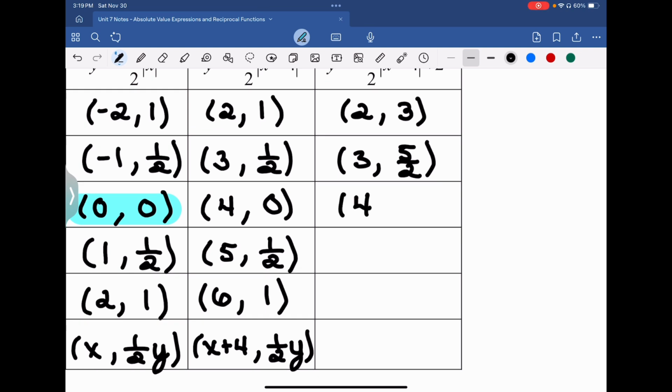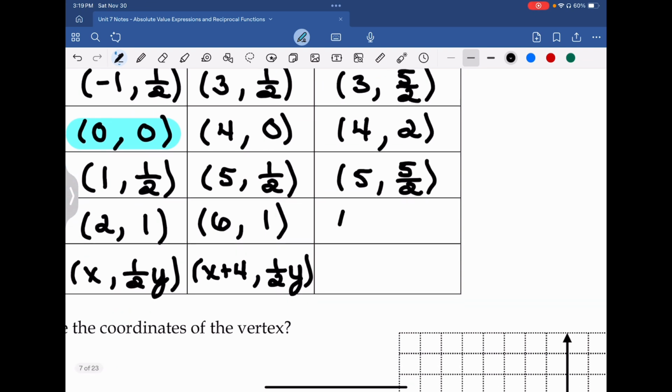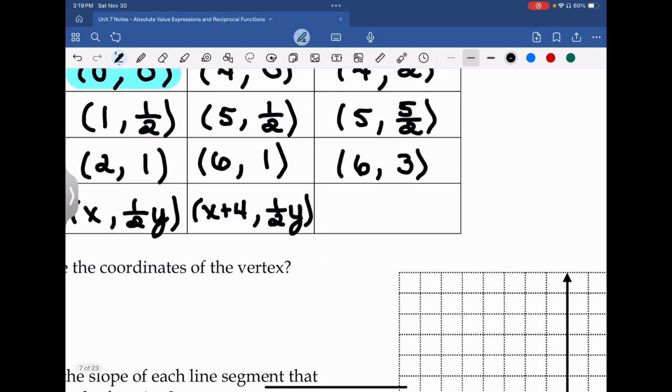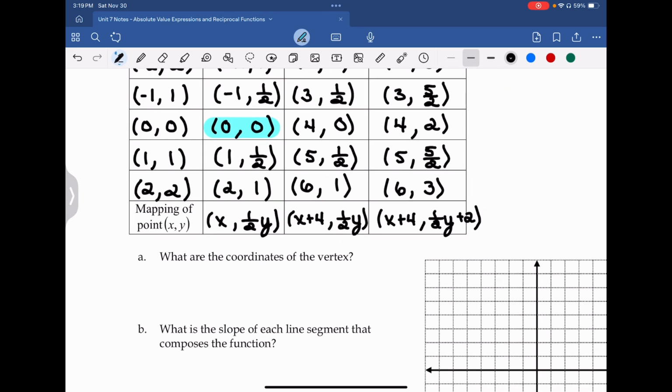If we take the same x value, because that won't change in these transformations, and then we add 2 to 0, that gives us 4 and 2. If we take 5 and we add the 2, this again gives us 5 over 2, which is that nice symmetry. If we take 6 and we add 2, this is going to end up giving us 3. And then if we describe this using the mapping notation, well, x was still adding 4, the y values were still divided by 2, but now we also add 2 because there's a vertical translation.